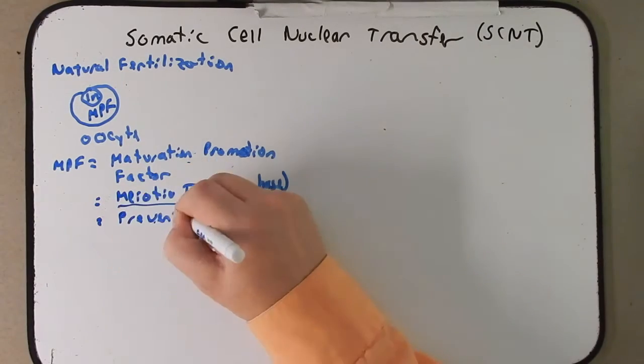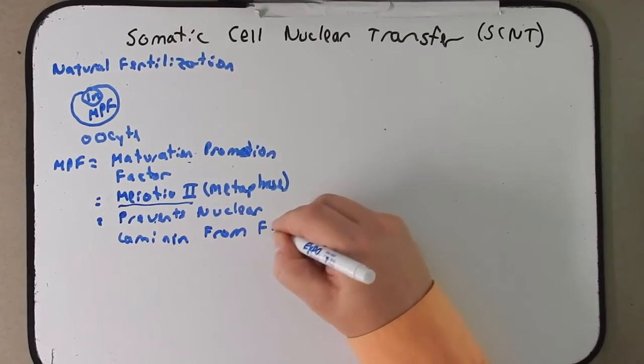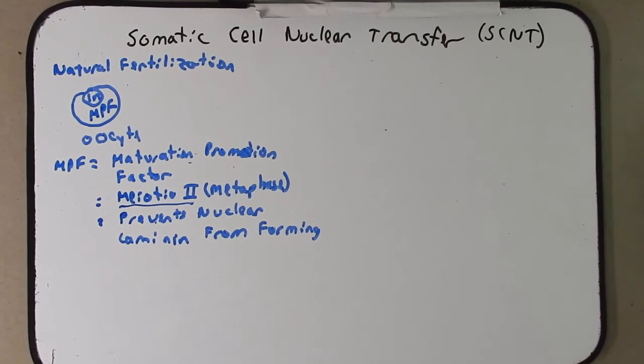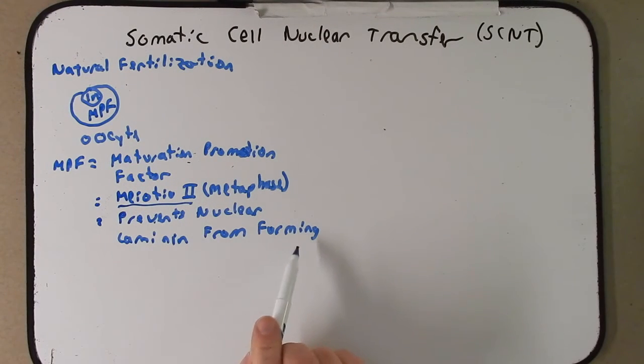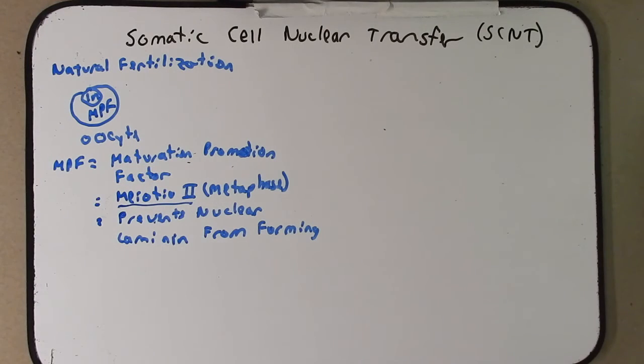MPF also prevents nuclear lamins from forming. So it keeps that nuclear membrane from being a mature membrane. And because the mature nuclear membrane doesn't form, the genetic material is just held together by small vesicles.